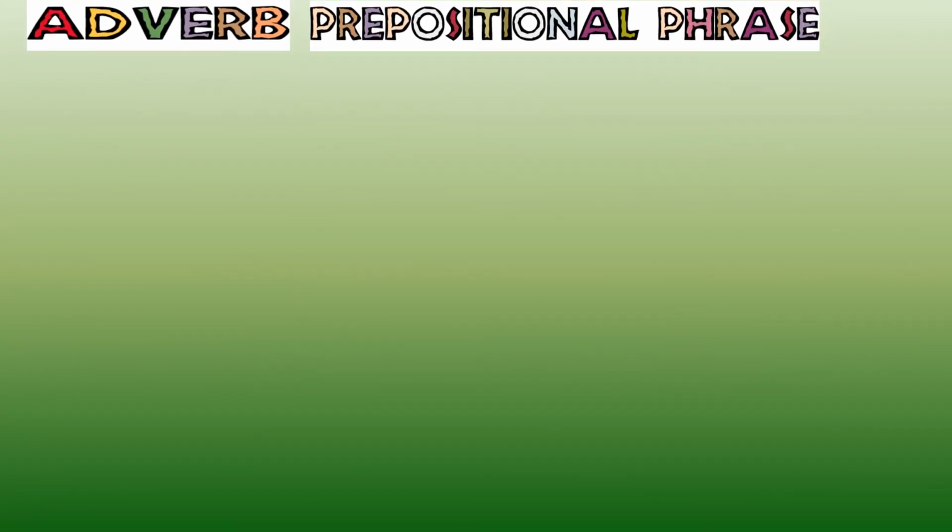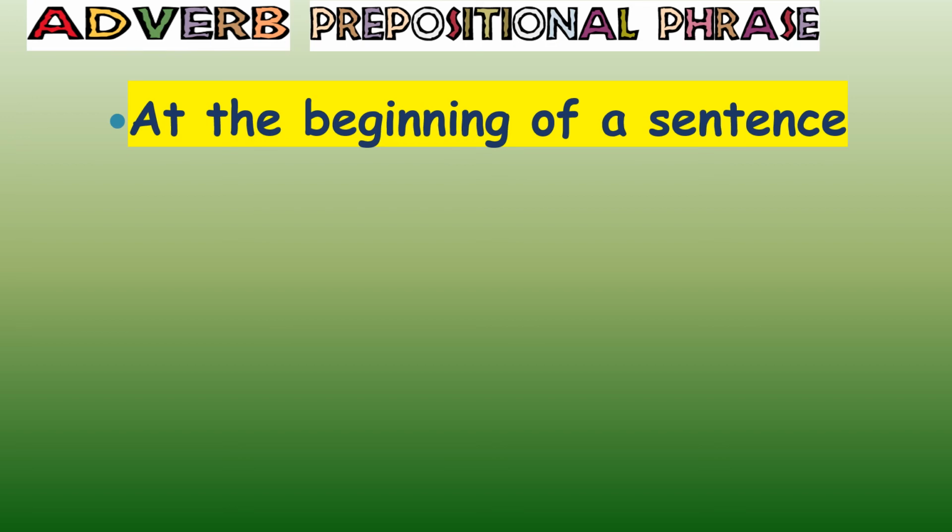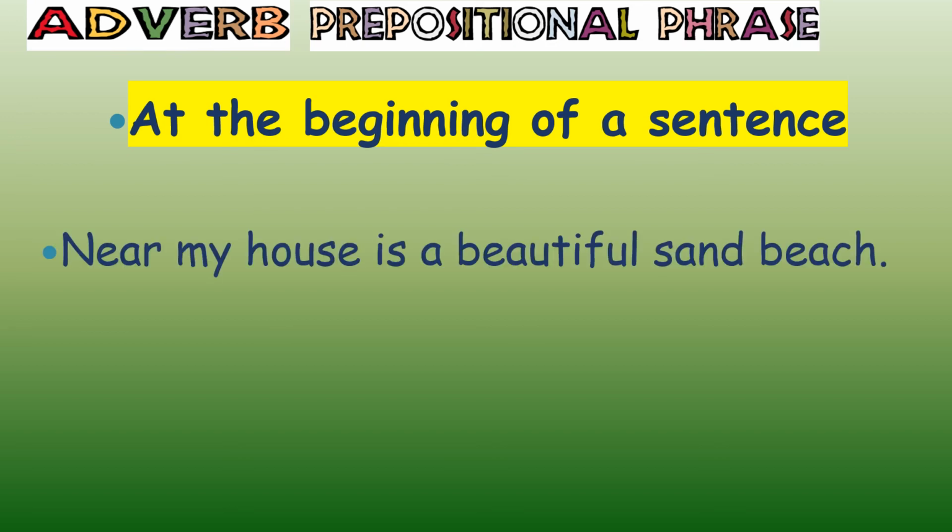Number 4, adverb phrase comes at the beginning of a sentence. Example: near my house is a beautiful sand beach. Where is the prepositional phrase in this sentence? Exactly, near my house. And because it comes at the beginning of the sentence, that's why it's an adverb phrase. Adverb phrase comes at the beginning of the sentence.